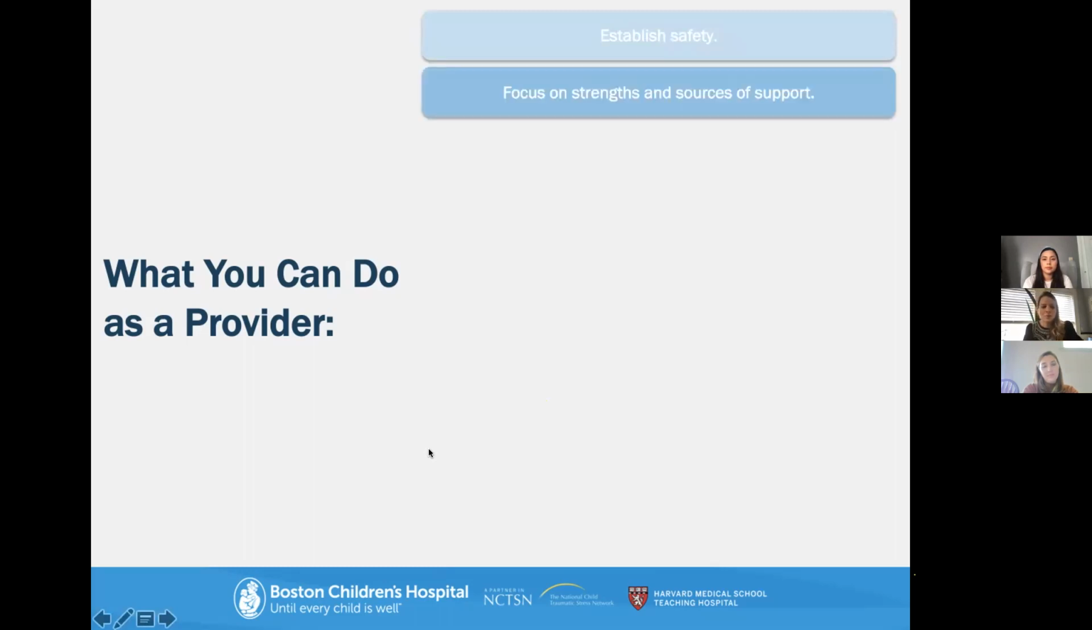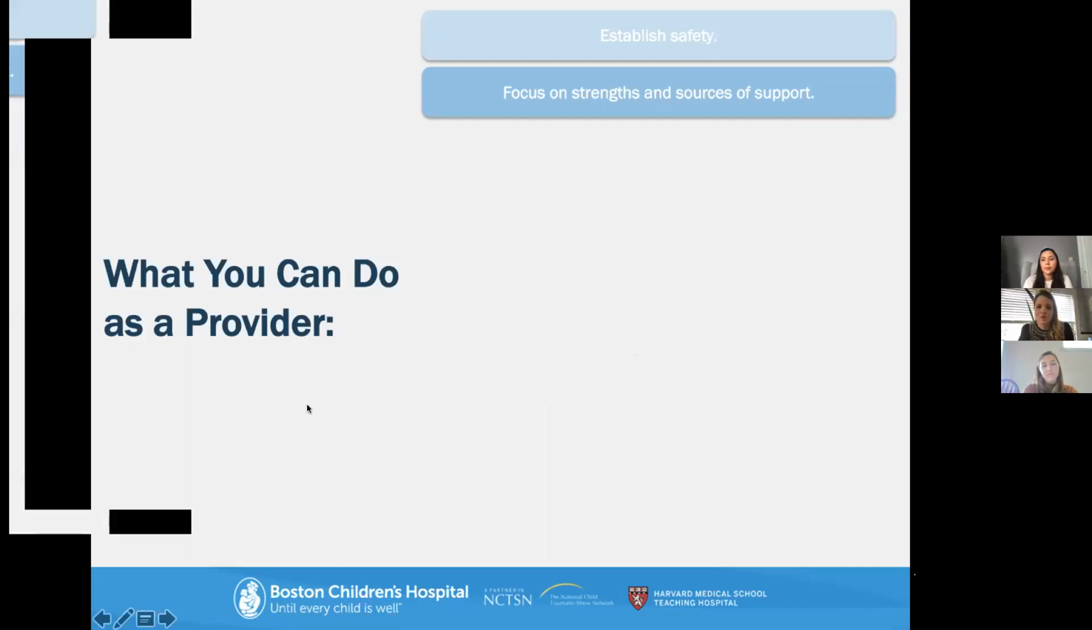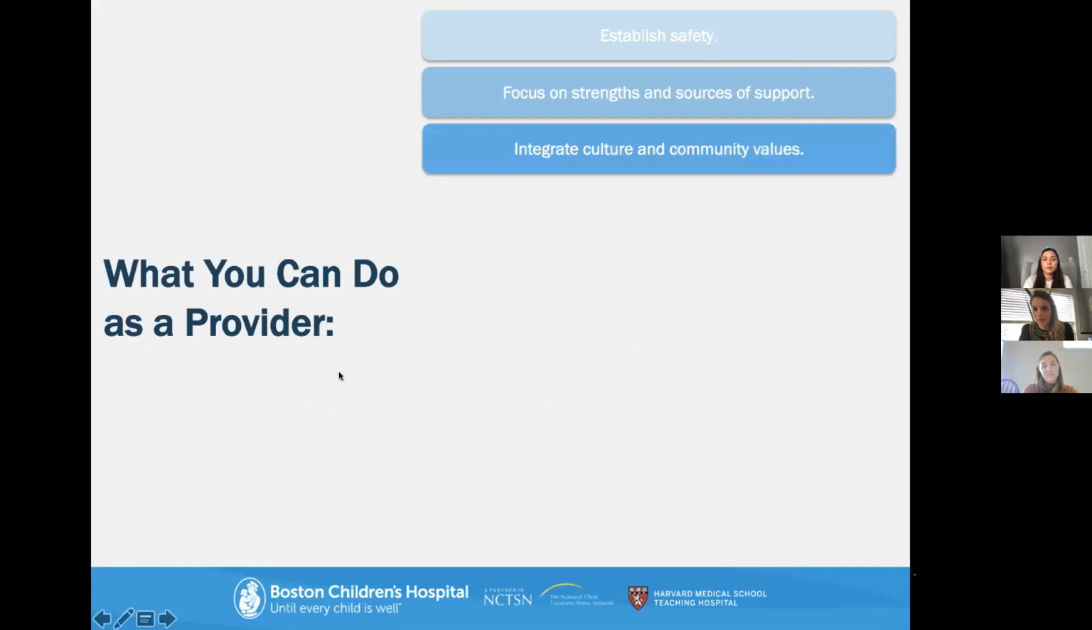Second, it's so important that we always focus first and foremost on strengths and sources of support. What are their strengths? What are their sources of support? And really establish our clinical work through that lens. There is a tremendous amount of loss, but at the same time, as Doris shared, and as we've shared about other individuals, there is also a tremendous amount of hope and strength as well.